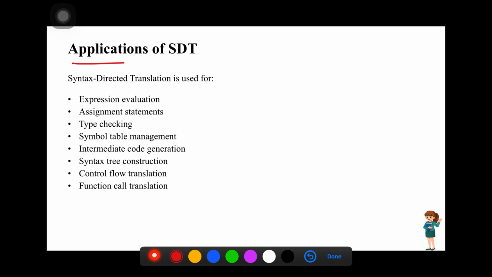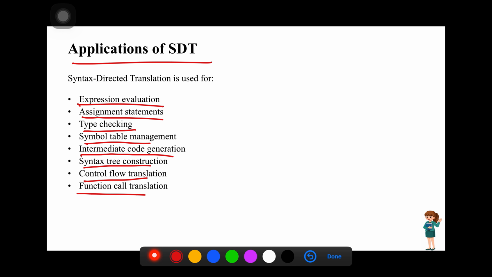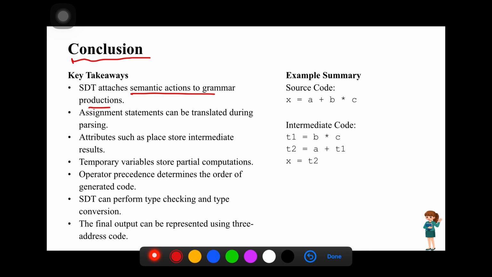Application of SDT. SDT is not limited to assignment statements. It can be used for expression evaluation, type checking, syntax tree construction, symbol table management, and intermediate code generation. It is also useful for translating control flow statements such as if, while, and for. Therefore, SDT is an important technique for different passes of compiler construction. I hope you guys understood. Let us move on to the next slide.